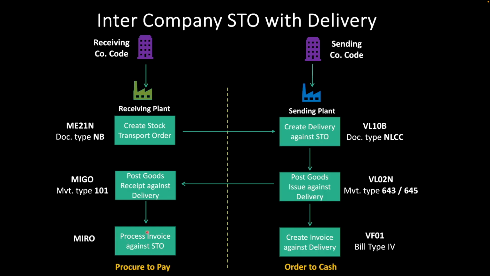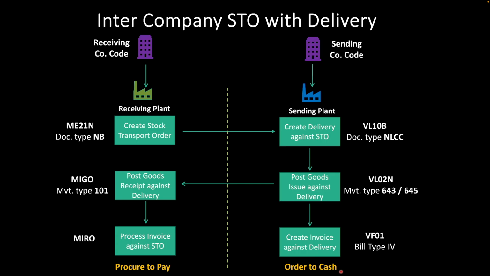So you can see there are two parts of this process. The receiving plant actually does the procure to pay process, and the sending plant does the order to cash process. So this is the MM process being done by the receiving plant, and this is the SD process which is done by the sending plant. You can see here, you have a procure to pay process happening at the receiving plant side and order to cash process happening at the sending plant side.